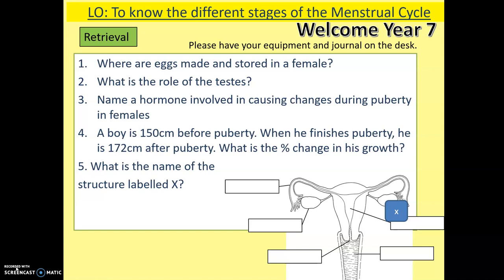All right. So the first question is asking, where are the eggs made and stored in females? What is the role of the testes? Number 3 is asking you, name a hormone involved in causing changes during puberty in females. And then a math question is asking you, a boy is 150 centimeters before puberty. When he finishes puberty, he is 172 centimeters, okay? What is the percentage change in his growth? And also the last question is asking you, what is structure X?